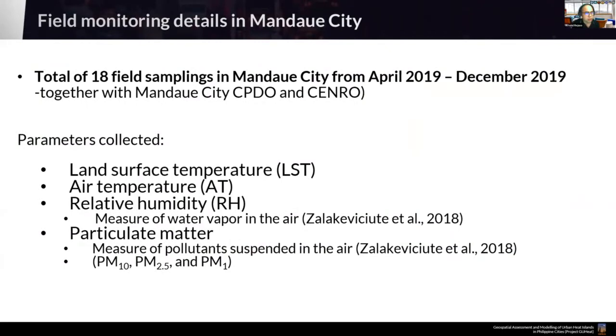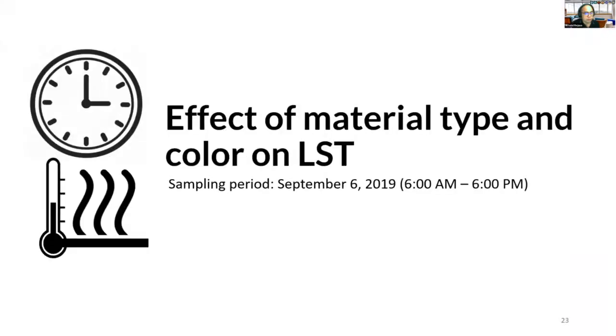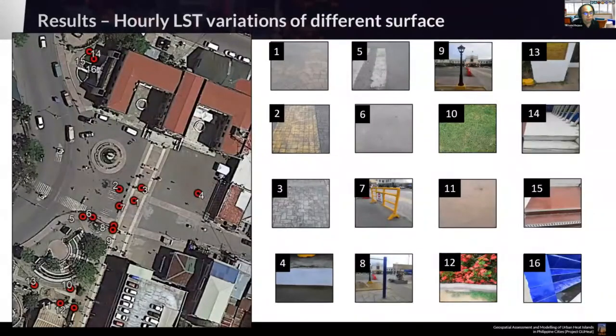The parameters we collected were LST, or the temperature of the surface of materials, AT, or air temperature, which is the temperature of the air, relative humidity, the measure of water vapor in the air, and lastly, particulate matter, which is the measure of pollutants suspended in the air. To look into the effects of material type and color on LST, we did a field sampling last September 6, 2019. These are the different material types and colors we measured, from bare soil, grass, concrete, asphalt, and metals.